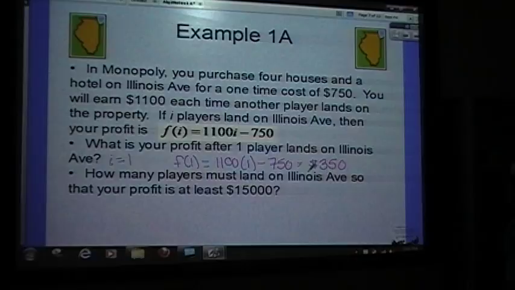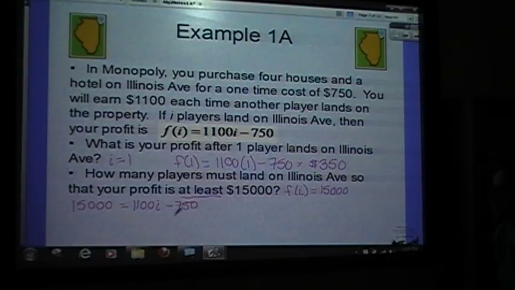Okay, very similar to the ones before. This time they want to know how many players must land on Illinois Avenue so that your profit is at least 15,000. So it's a little bit different. Still, we're not concerned with 15,000 people. We want f of I to equal 15,000. So this will require a little bit more difficult algebra. 15,000 equals 1,100 I minus 750.